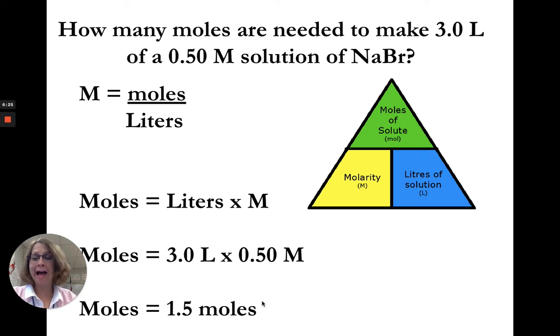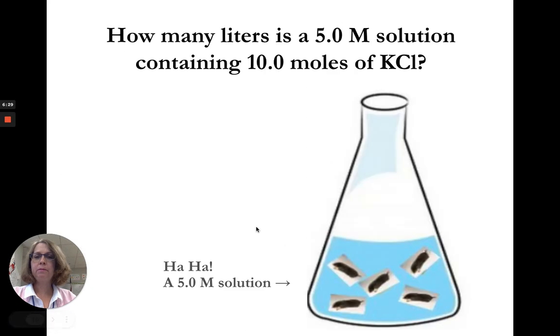Okay, let's try the last situation where we have to solve for liters. How many liters is a 5 molar solution containing 10 moles of potassium chloride? And I thought this was kind of funny. Haha, this is a 5, see those are moles, can you see that? It's a 5 molar solution, haha. So how would you do this? This time we're solving for liters. Look at the formula, look at what I've given you, molarity and moles. How would you solve? Okay, I'm going to show you the solution now. Pause if you want to try it first.